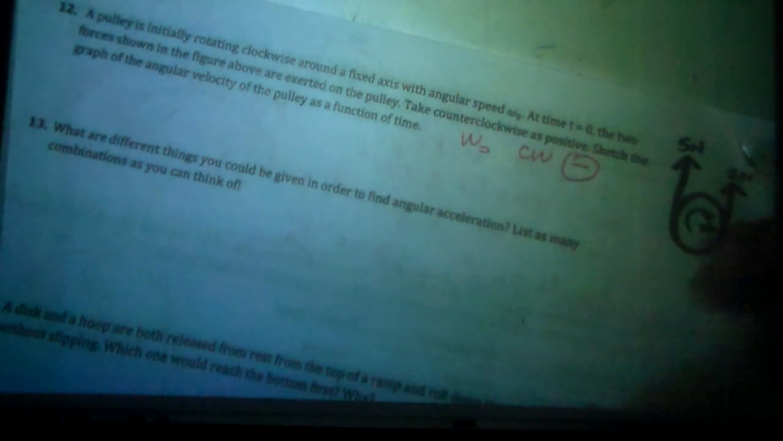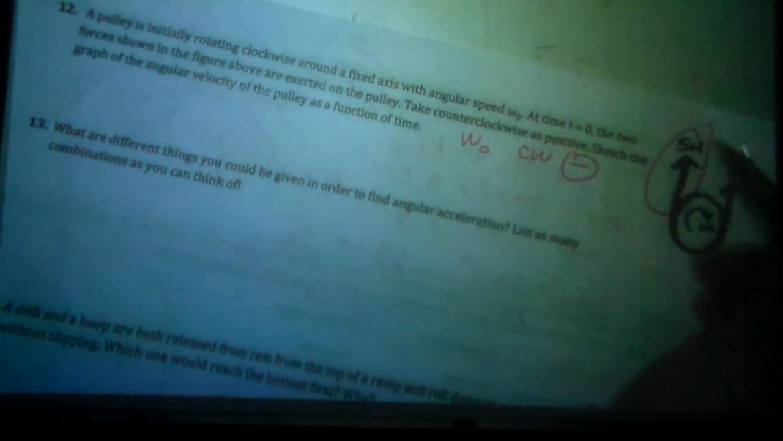Pulley is initially rotating clockwise, so initial velocity is clockwise, which is negative. And I have two forces. This is the bigger force for sure. That is also clockwise. So my net torque is clockwise, which is also negative.